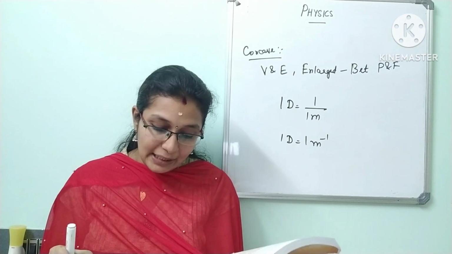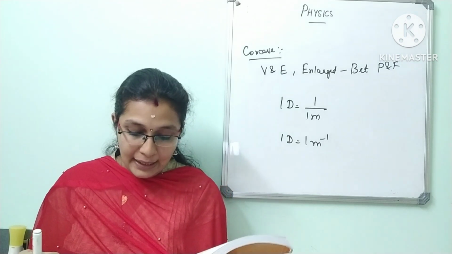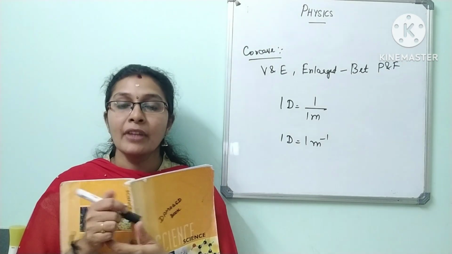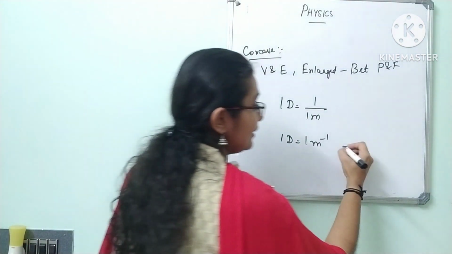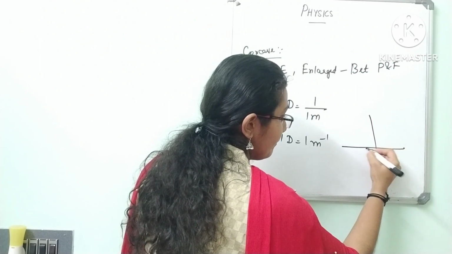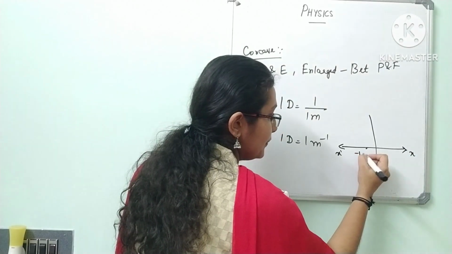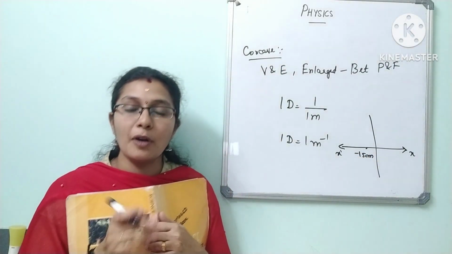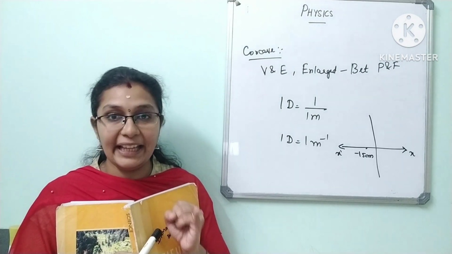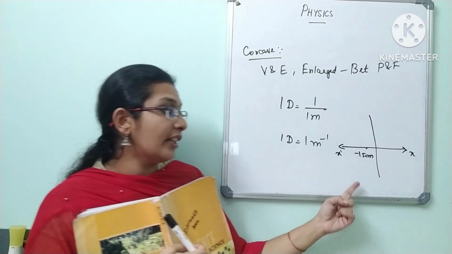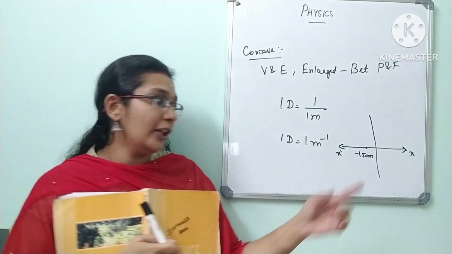Next question. A spherical mirror and a thin spherical lens have a focal length of minus 15 centimeter. The mirror and the lens are likely to be? Listen to the question carefully. Using sign convention only we will solve this. The focal length is minus 15 centimeter, which means it should be on this side, the X dash side. Minus 15 is possible for focal length only in a concave mirror, right? Yes or no? In a concave mirror only, your focal length will be on this side, whereas in a convex mirror your focal length will be on the other side.